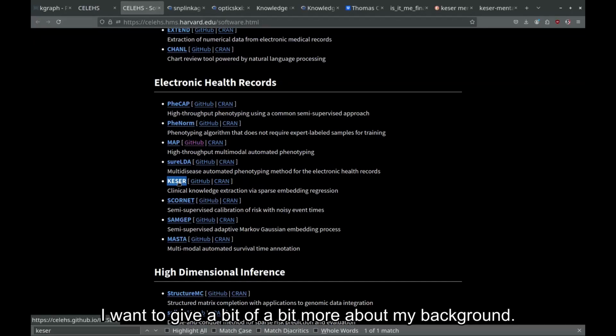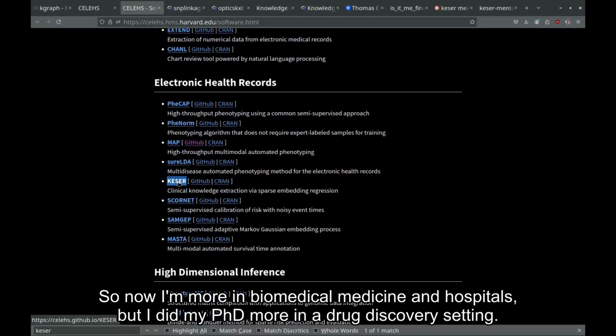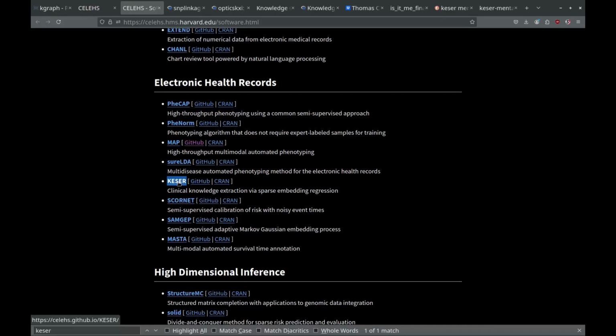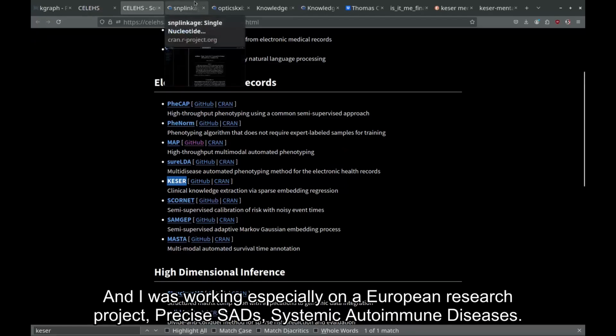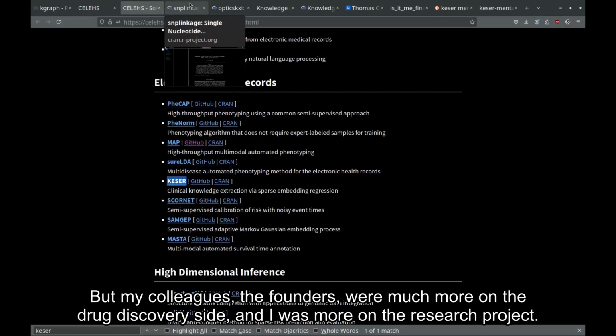I want to give a bit more about my background. So now I'm more in biomedical medicine and hospitals, but I did my PhD more in a drug discovery setting. I was at the Quartz Bio company, a spin-off of Merck Serono, and I was working especially on a European research project, PRECISESADS, systemic autoimmune diseases. But my colleagues, the founders, were much more on the drug discovery side, and I was more on the research project.